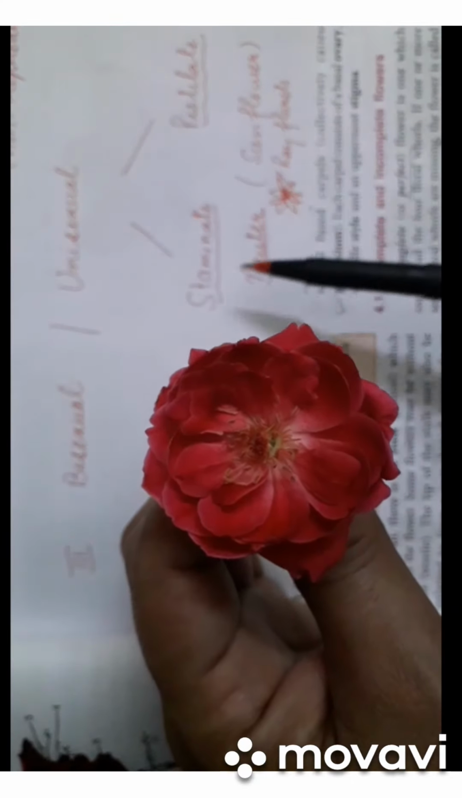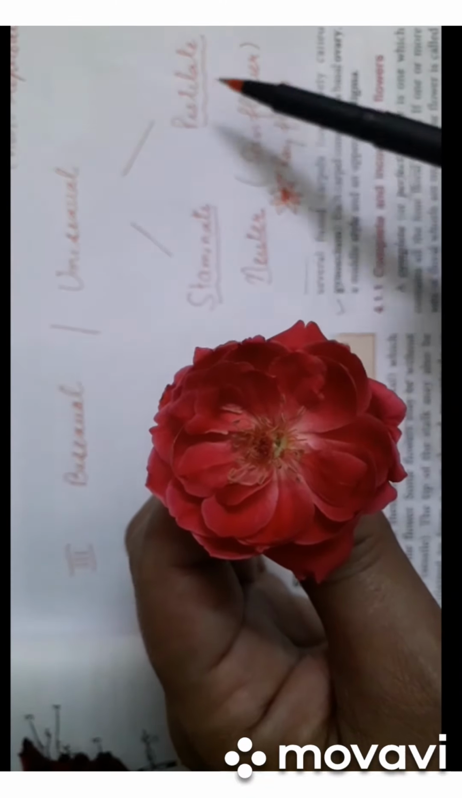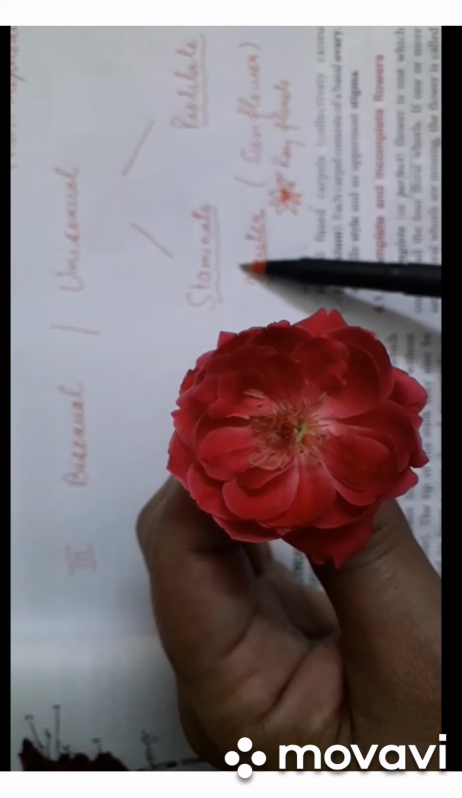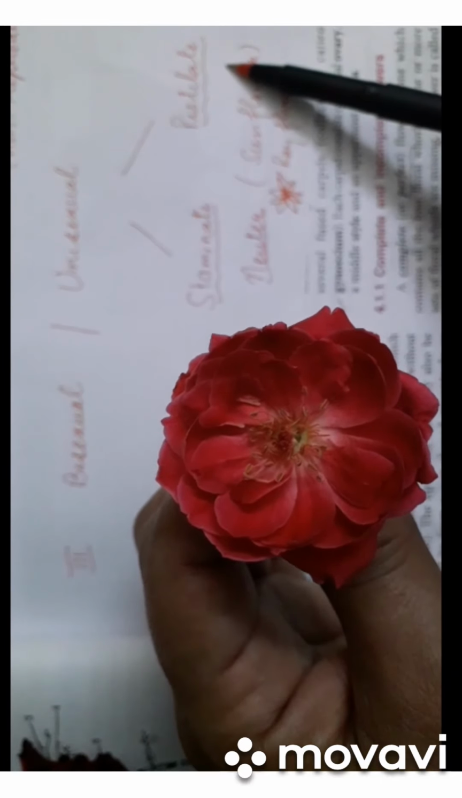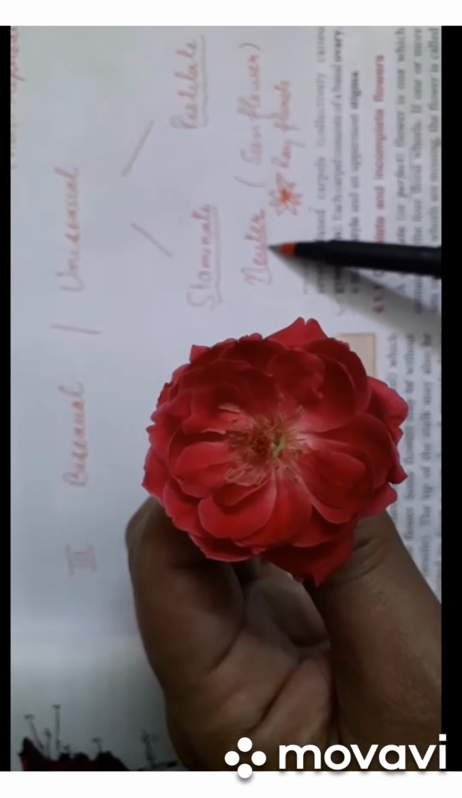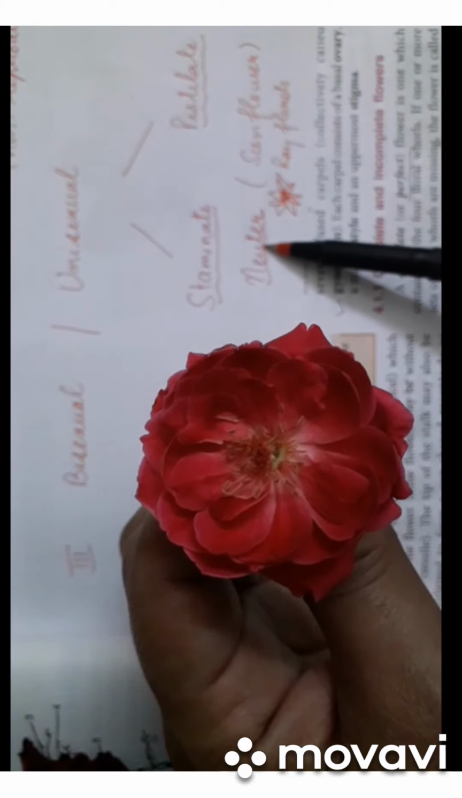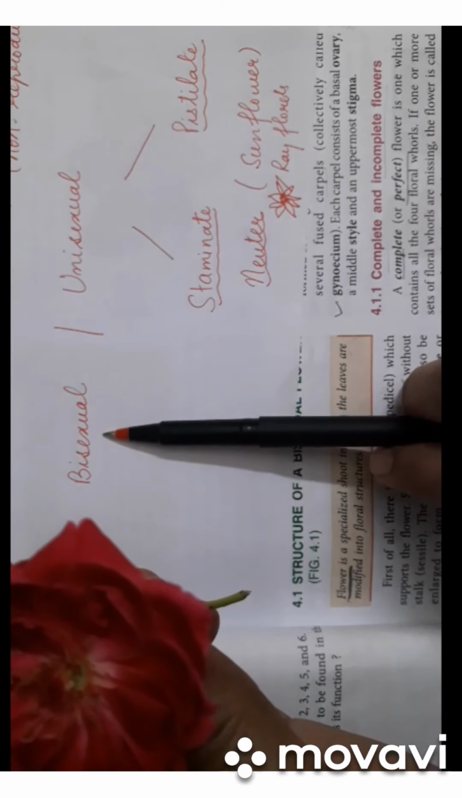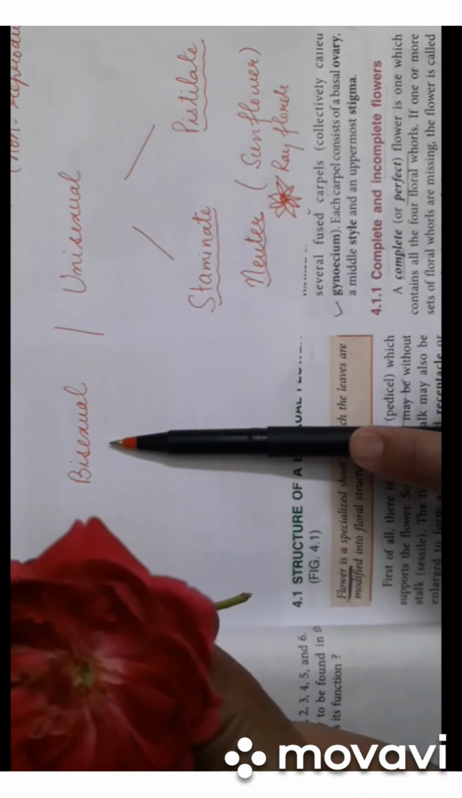Okay, so a flower can be staminate, pistillate or neuter. Staminate if it has only stamens, pistillate if it has only pistil, and if both are absent, then neuter. And bisexual when both the reproductive organs, androecium and gynoecium, are present, then it is called bisexual flower. So these are some of the terms.